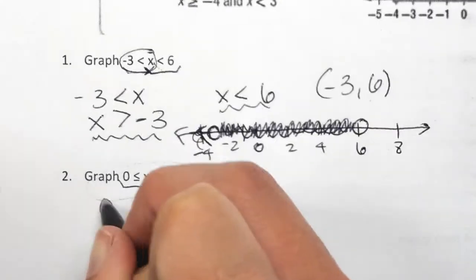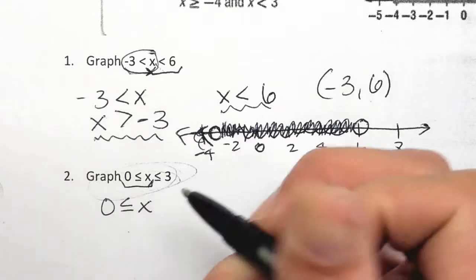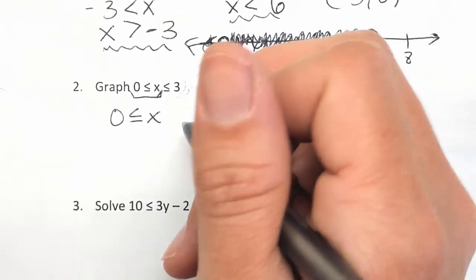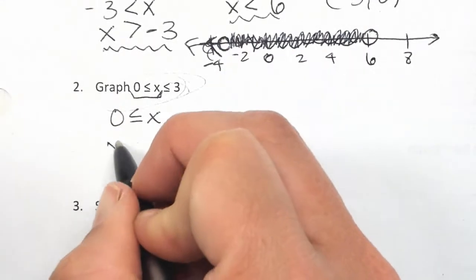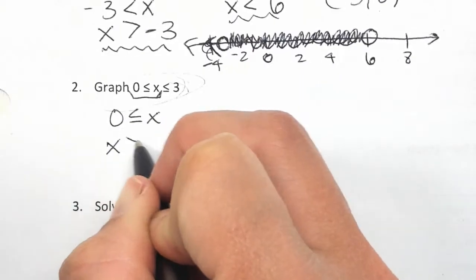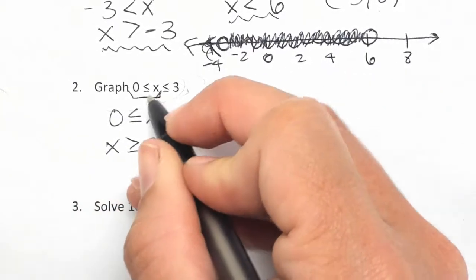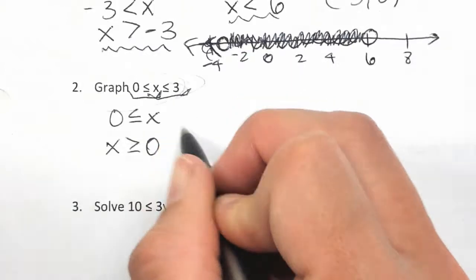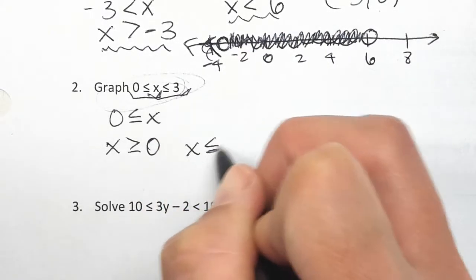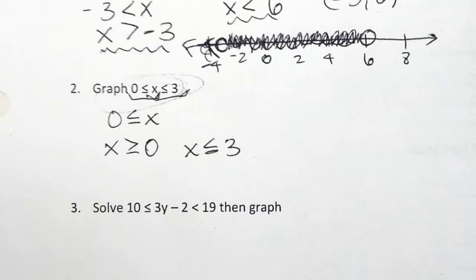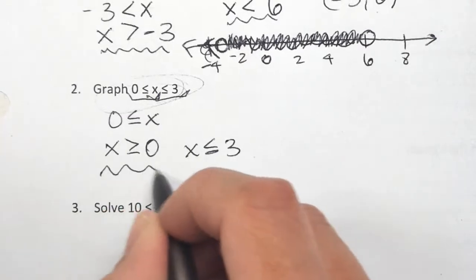So like on this one we have 0 is less than or equal to x. So to put our x on the left side, I just write x is what? Greater than or equal to 0. And this one I can leave the same because x is on the left side, so this is x is less than or equal to 3. And now I can graph both of these at the same time.